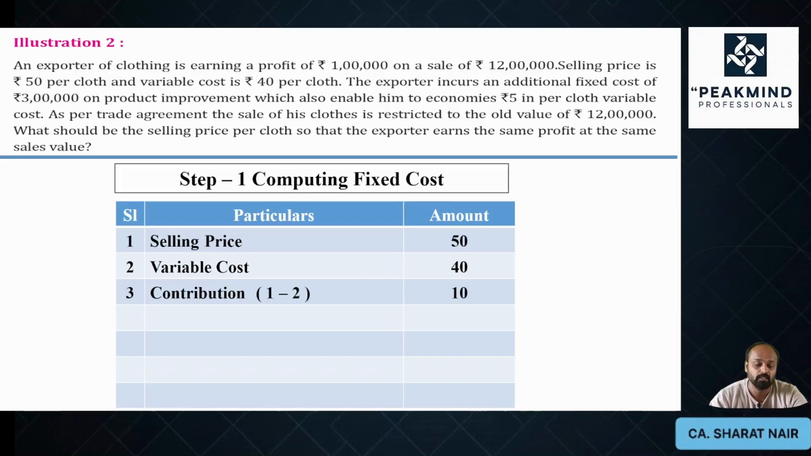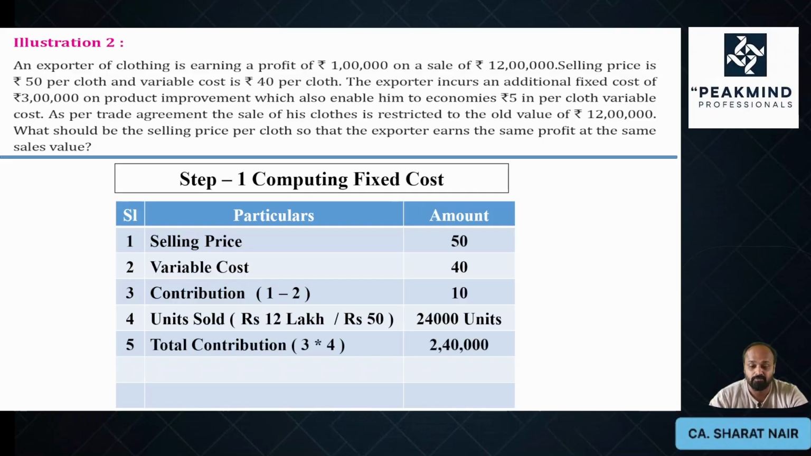No doubt. Now, units sold. How I can find out? 12 lakh is the total sales volume, and the selling price per unit is 50. So 12 lakh divided by 50 allows me to find out number of units sold, which happens to be 24,000 units. Next, 24,000 into 10, I will get my total contribution, which will become 2,40,000.